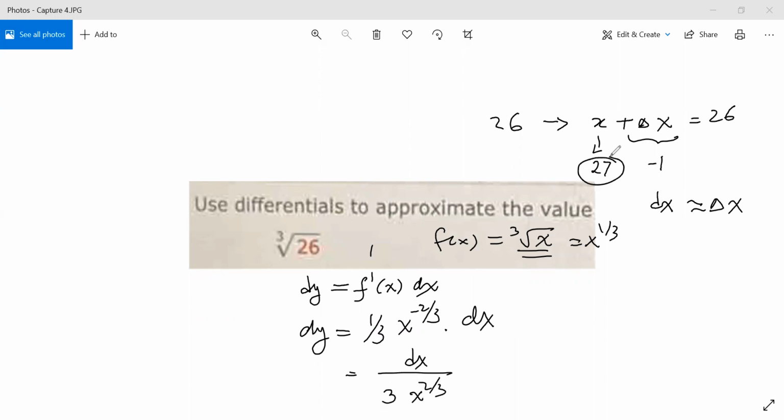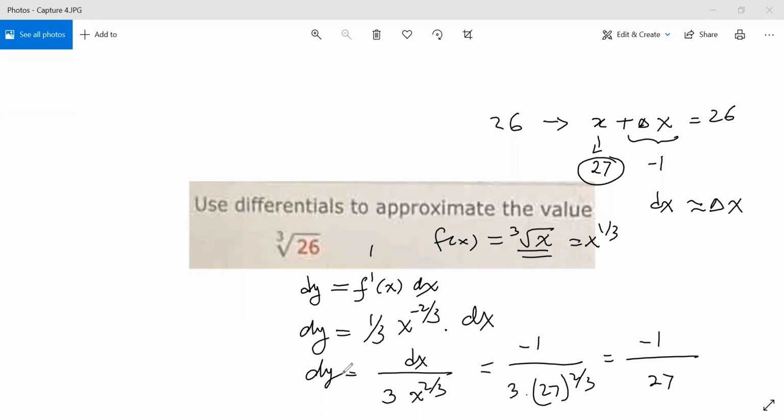And x is 27, so I'm going to plug it in, and dx is -1. So -1 over 3 times 27 to 2/3, which is -1 over, so you take the cube root of 27, that's 3, and then you square it, 9 multiplied by 3, so that's -1 over 27. So this is dy.